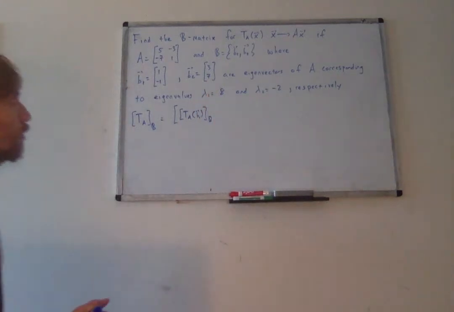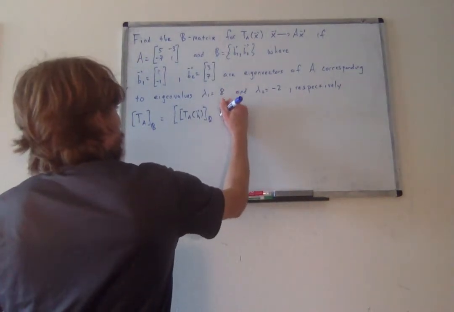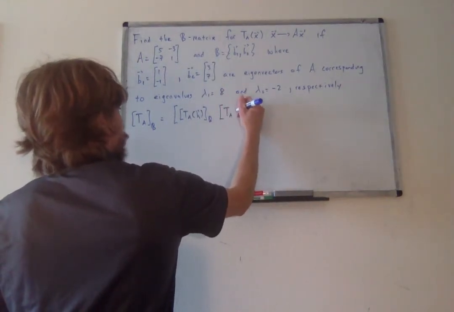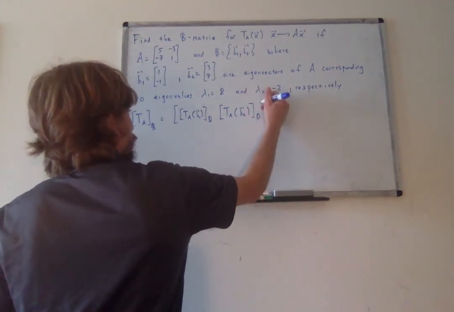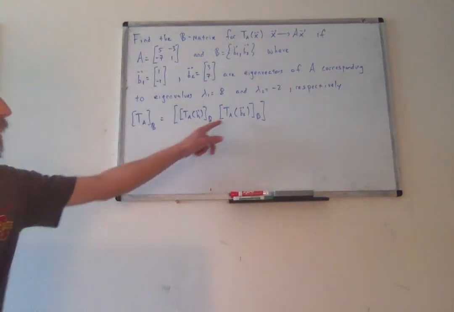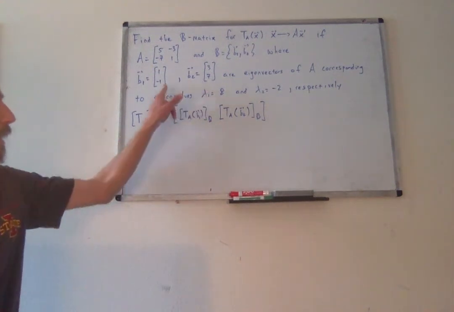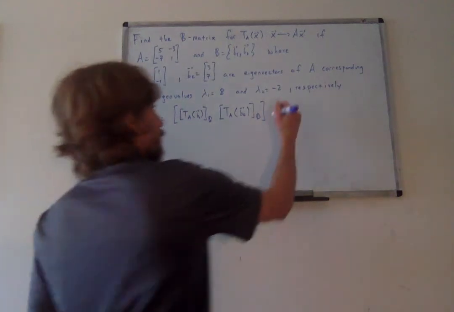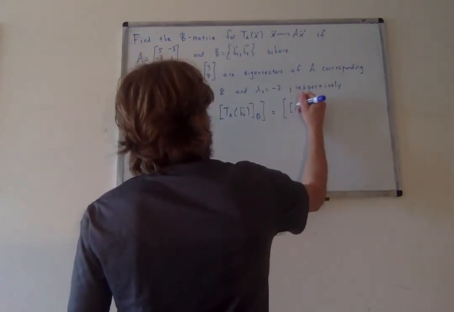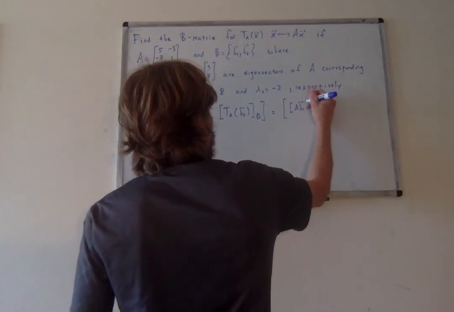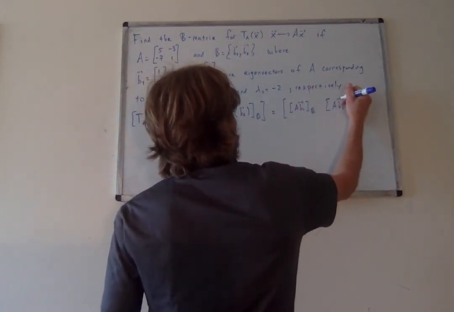And so this is sort of where the eigenvalues come in, right? Because remember, this matrix is equal to the matrix whose columns are given by the B representations of these two basis vectors. But remember, these are eigenvectors of A. And so remember, this is equal to the B representation of A times B1 and the B representation of A times B2.